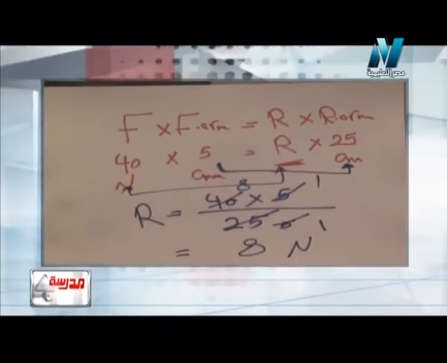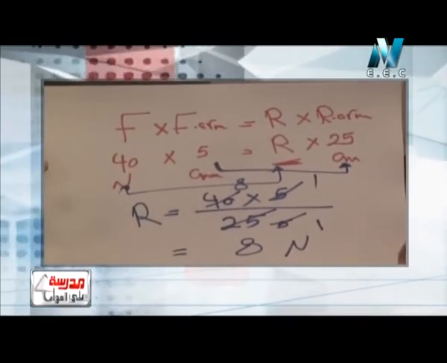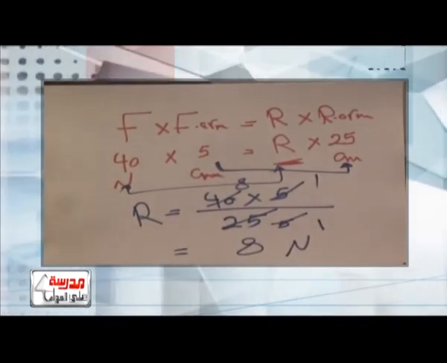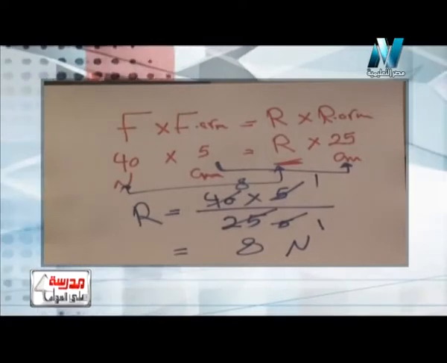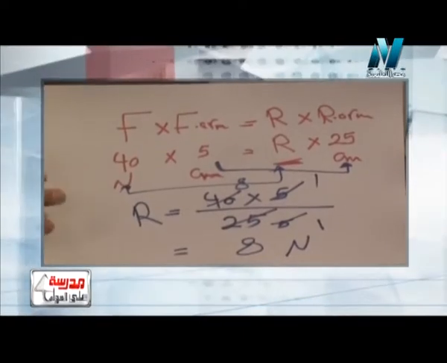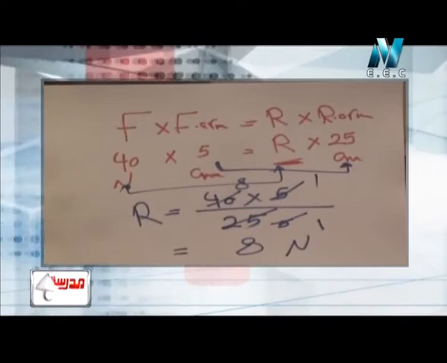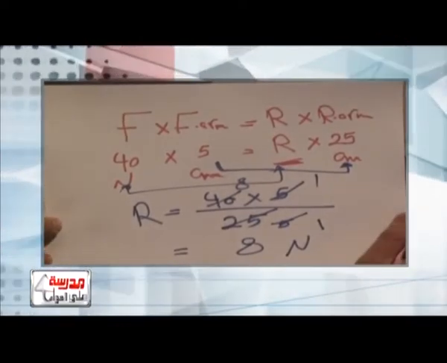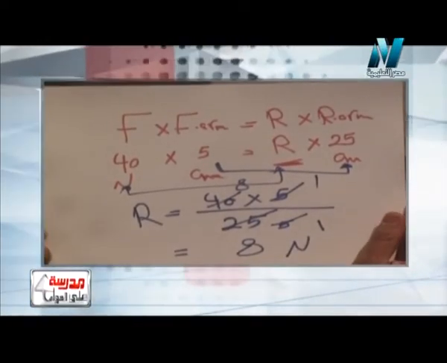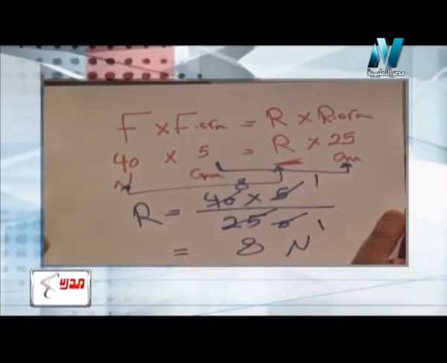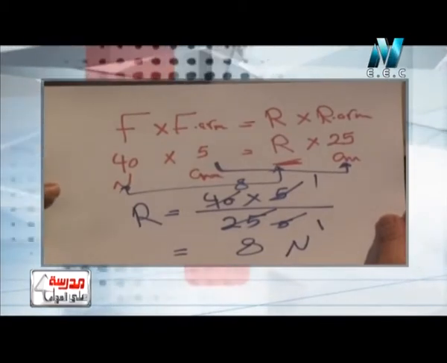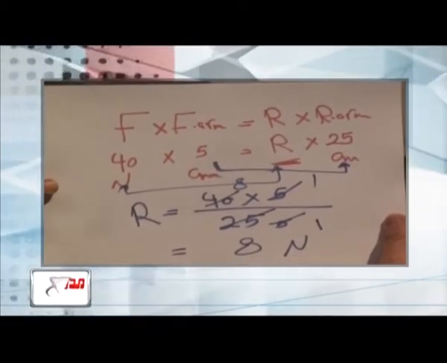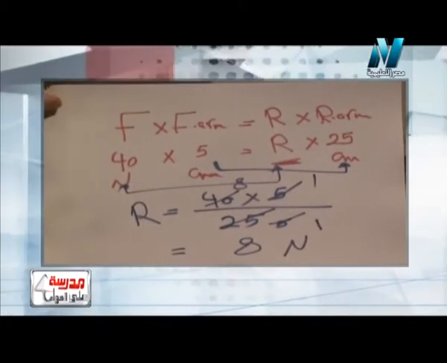So again, the levers problems are very easy. First step, you must write the law. Second step, you must write the values found in the problem, and you will find only one value is absent. And you can solve this problem by cross multiplication, which you have studied in mathematics. So again, problems of levers are very easy and very important at the same time. So let us have another question.